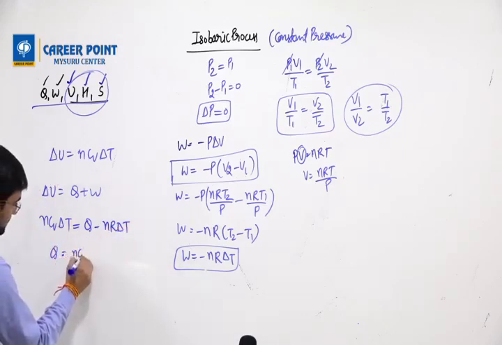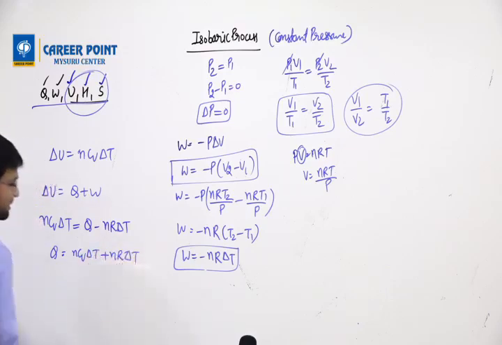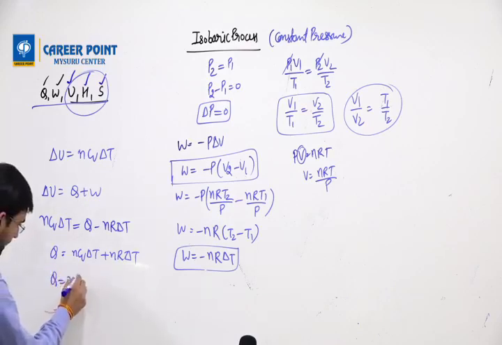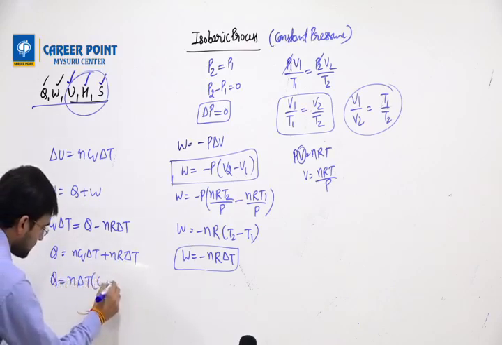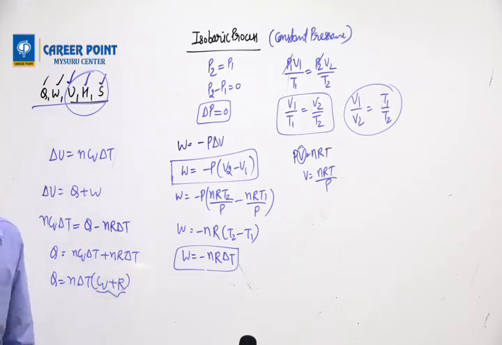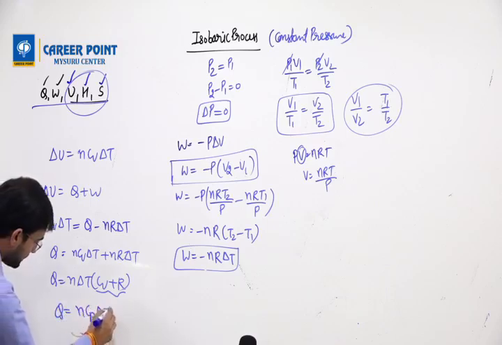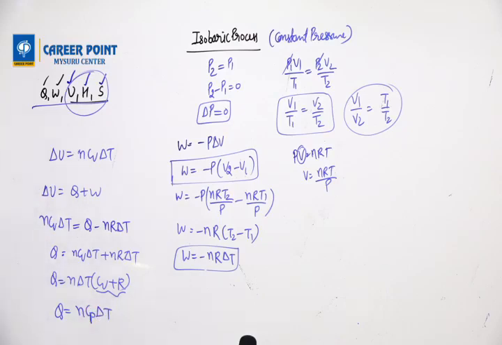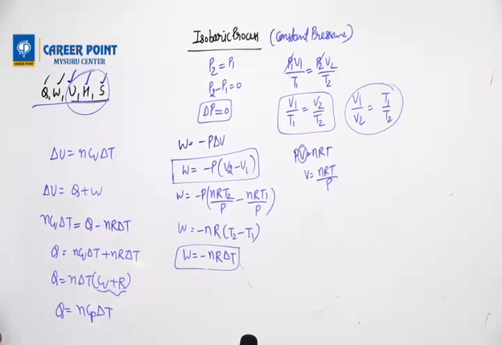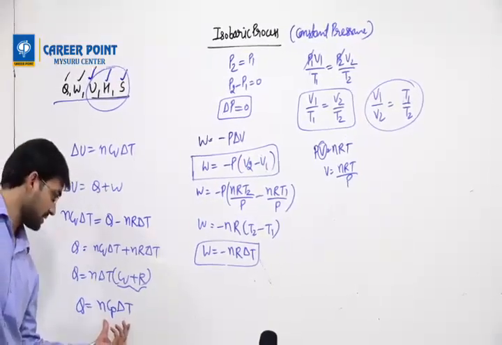So Q can go there, W can go there. So I can write nCV delta T plus nR delta T. n and delta T can come common. So Q equals to n delta T (CV plus R). This is equals to Cp. So Q is equals to n Cp delta T. Now, my question to you here is, have you written this formula before?